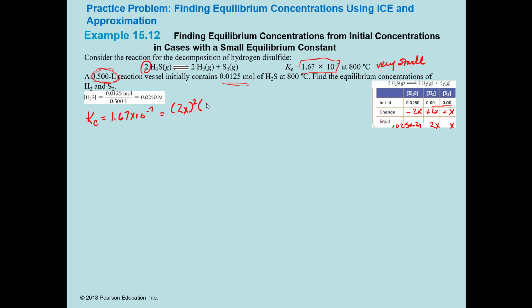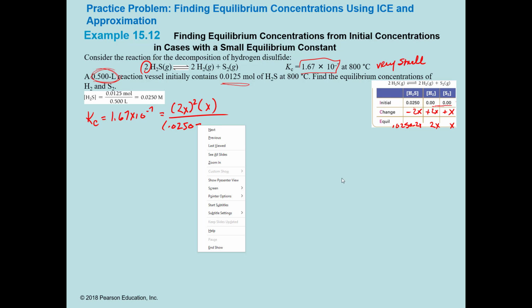1.67 times 10 to the minus 7 is going to be equal to 2x squared times x divided by, there's a lot of x's on this, 0.0250 minus 2x. Oh, and that's squared. Okay, that's ugly. But that's not a perfect square, right? It's not. But it is very small.